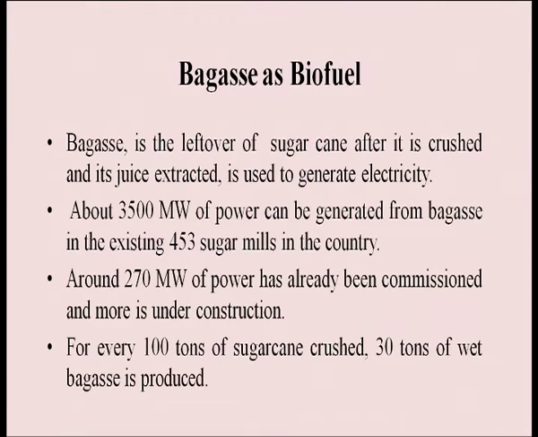Bagasse as biofuel. Bagasse is the leftover of sugar cane after it is crushed and its juice extracted. It is used to generate electricity. About 3500 megawatt of power can be generated from bagasse in the existing 453 sugar mills in the country. Around 270 megawatt of power has already been commissioned and more is under construction. For every 100 tons of sugarcane crushed, 30 tons of wet bagasse is produced.